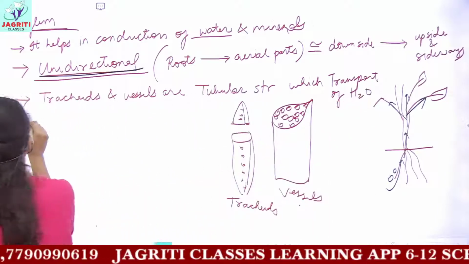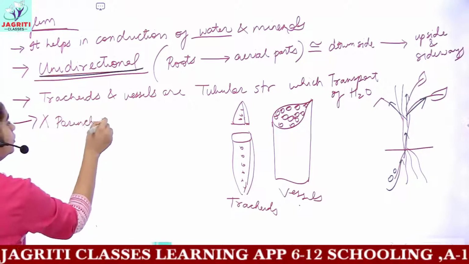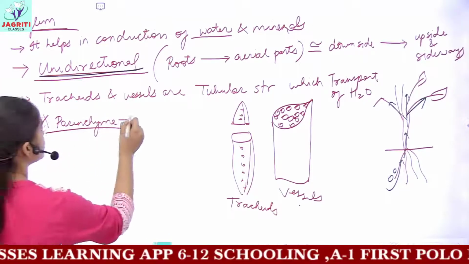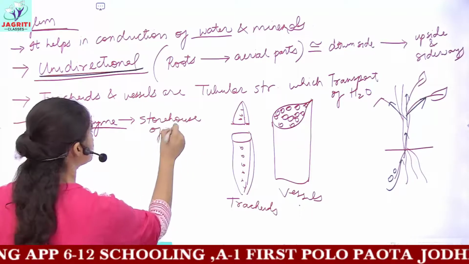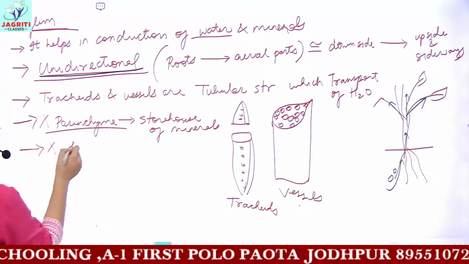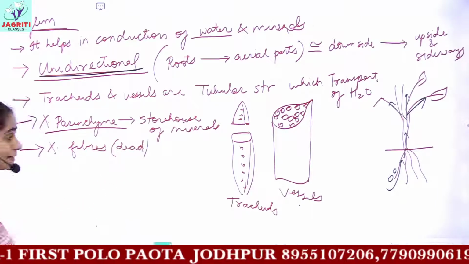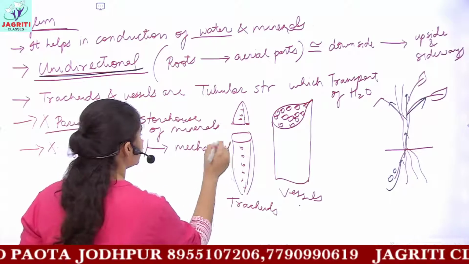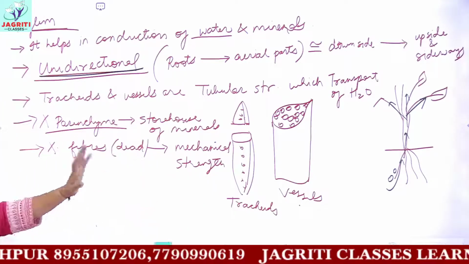Then next you have what? Xylem parenchyma. And here also we know that the major function of parenchyma is storage of food. So here also it helps as a storehouse of food or storehouse of minerals. And next, the xylem fibers, these are again dead cells. These are made up of dead cells, and so their function would be to provide mechanical strength.